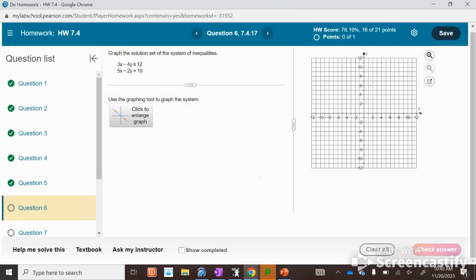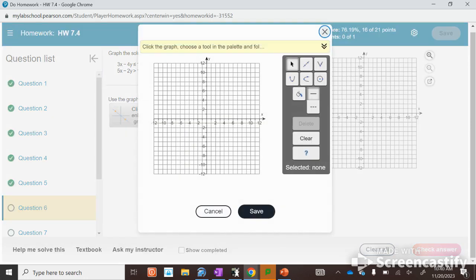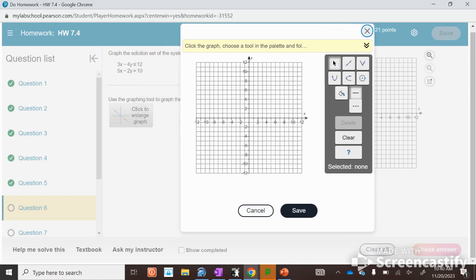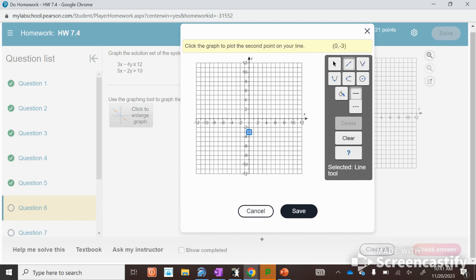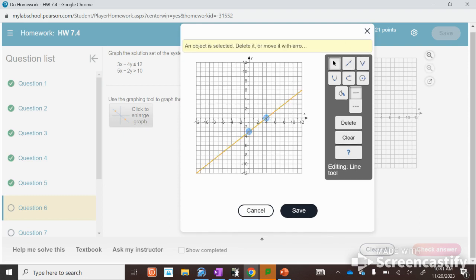Okay. Now if I have multiple equations, I graph them both. So 3x minus 4y equals 12. I'll slide this over. 3x minus 4y equals 12. So (0, -3) and (4, 0) is graphed, and that's a solid line.